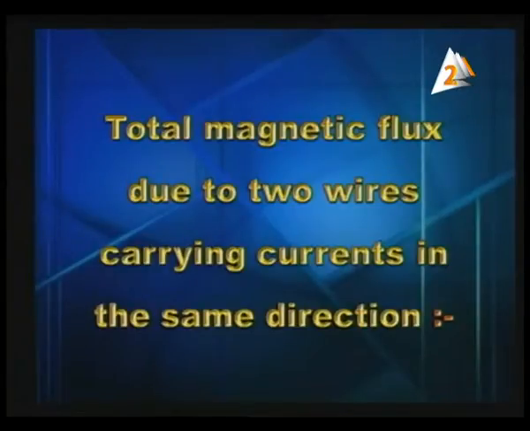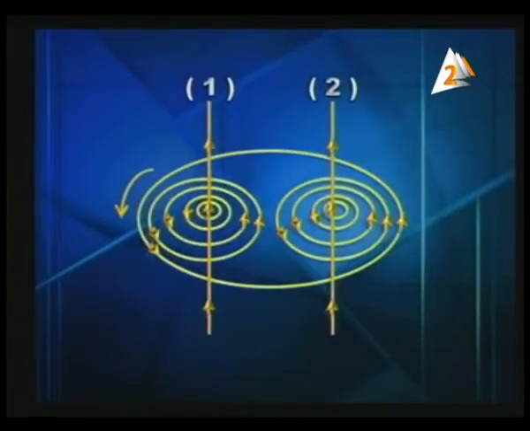Total magnetic flux due to two wires carrying currents in the same direction. So we've got two straight wires carrying currents in the same direction, and we want to calculate the total magnetic flux. In front of you, we've got two wires, wire 1 and wire 2. They carry currents in the same direction.